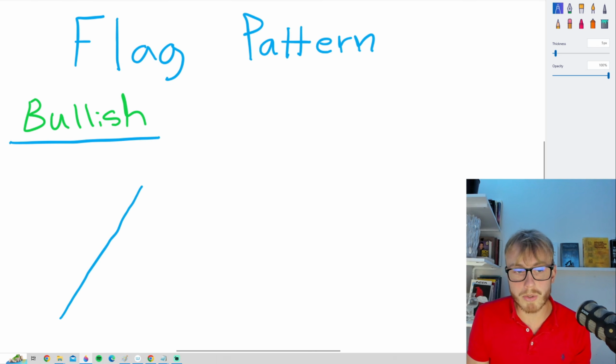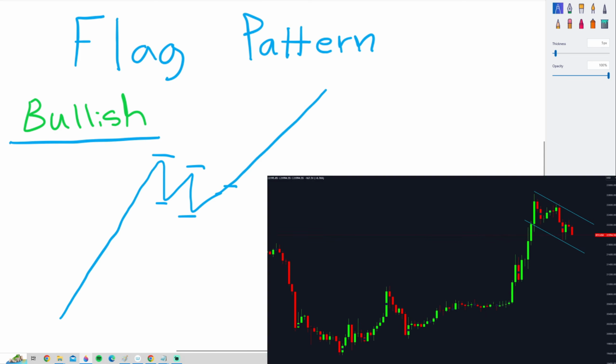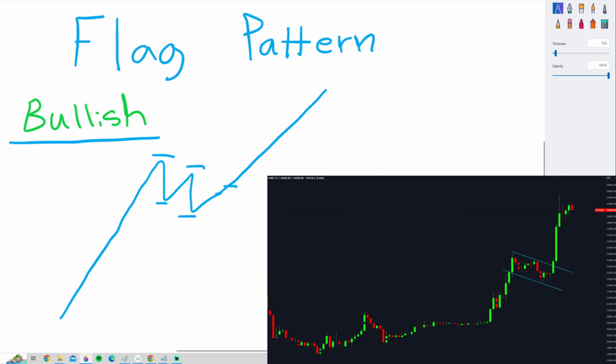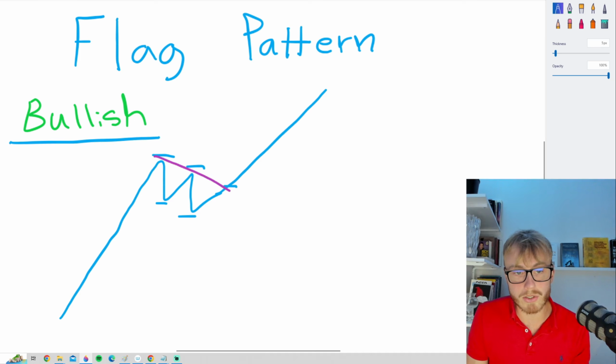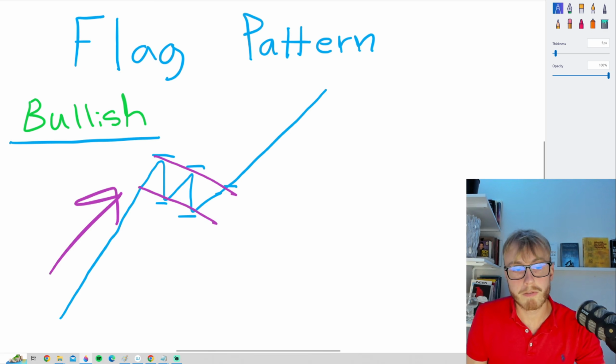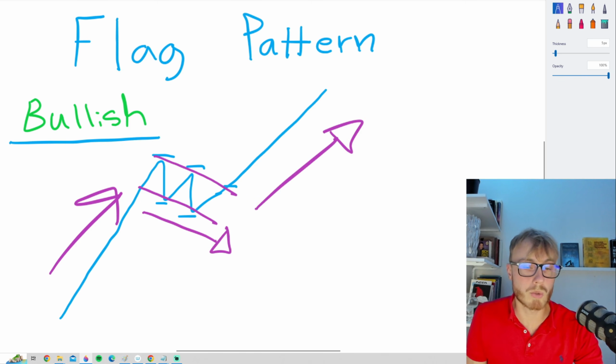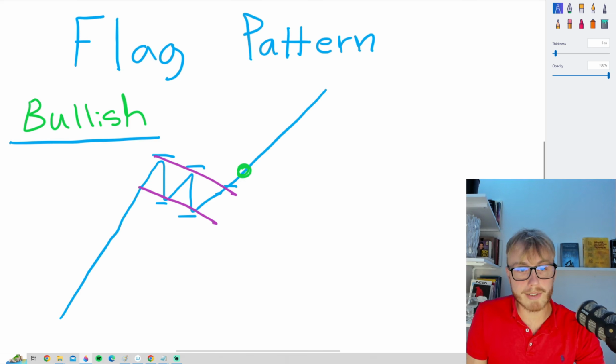We have a strong move here towards the upside, but after a while the price starts to consolidate and we start seeing sort of short-term lower highs. But after a while, the bulls take control again and the price continues here towards the upside. The important part of the pattern here is the consolidation, which we have right here. You can see we have an impulsive move followed by a pullback, right, and then we have the next impulsive move towards the upside.